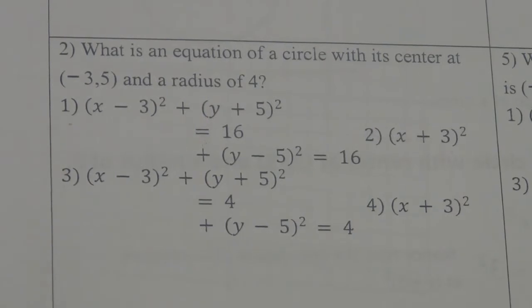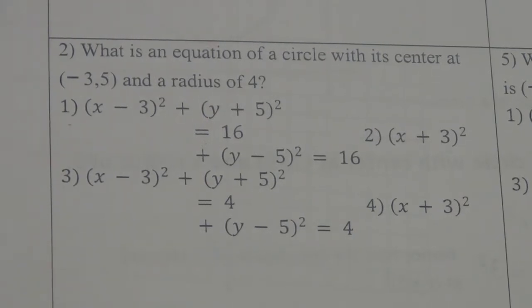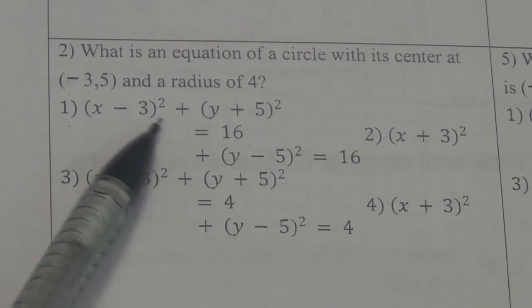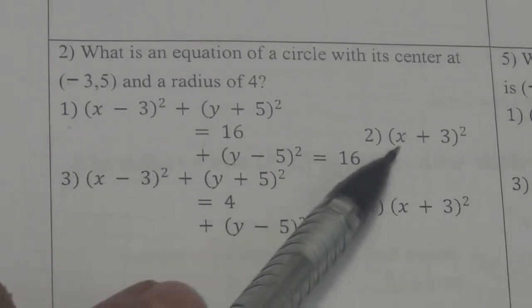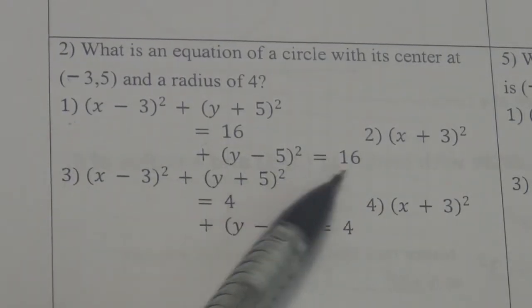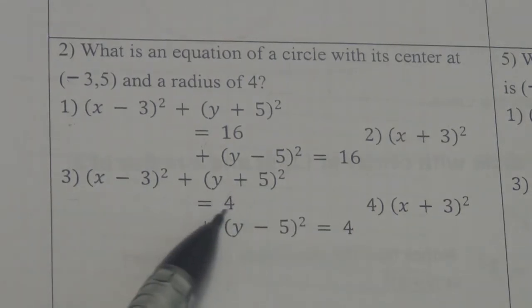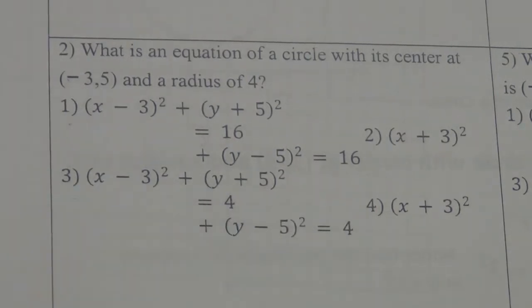Here, it says, what is an equation of the circle with its center at (-3, 5) and a radius of 4? You've got your choices right here. These choices are kind of scattered all over the place. This is your first choice, your second choice, your third choice, and your fourth choice right here. Anyway, it's up to you to make the right decision.